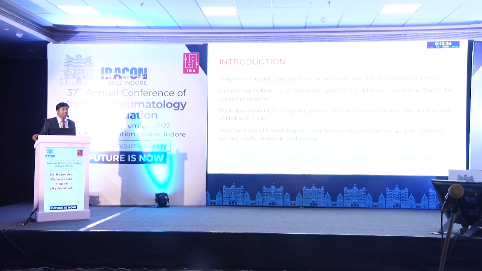In a pooled analysis of 30,000 patients, the relative risk has been placed at 6.5. And not only lymphoma, Sjogren's syndrome is also associated with other hematological malignancies like Hodgkin's and other types of lymphomas and leukemias, as well as solid tumors like thyroid, oral cavity, stomach, and ovarian cancer.